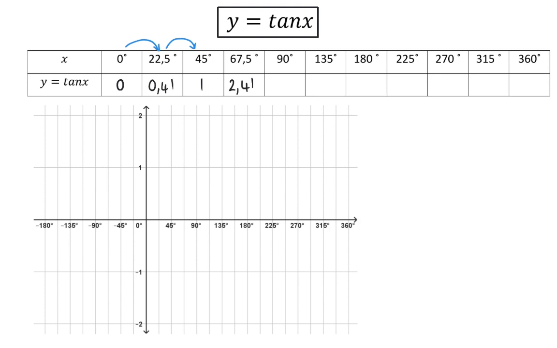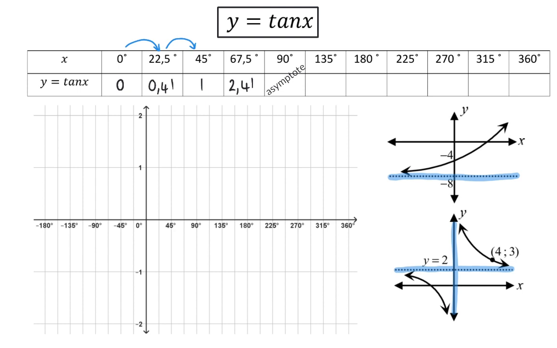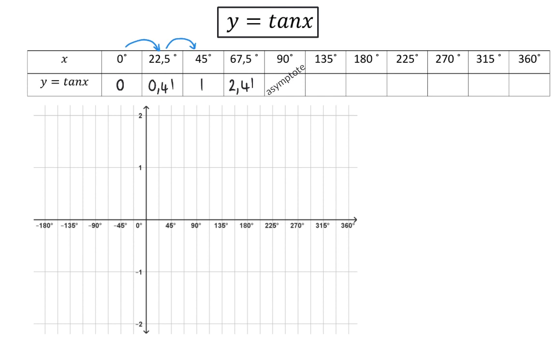The reason for this is that the tan graph does not exist at 90 degrees, and therefore the tan graph has an asymptote here. We also saw asymptotes at our exponential graph and hyperbola. An asymptote is a value that the graph moves closer to but never actually touches. If we continue completing our table, the next value, tan of 135, is possible, and that is -1.